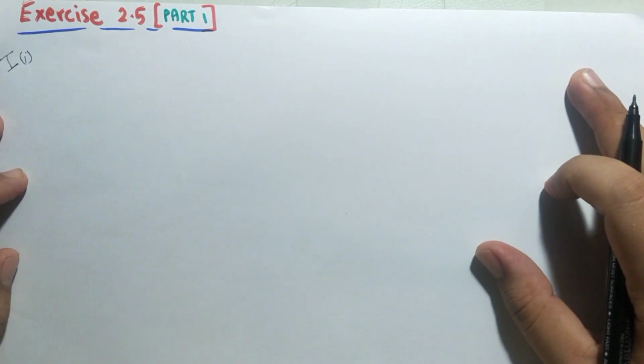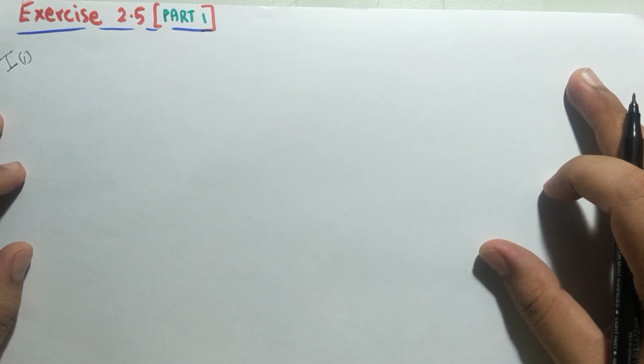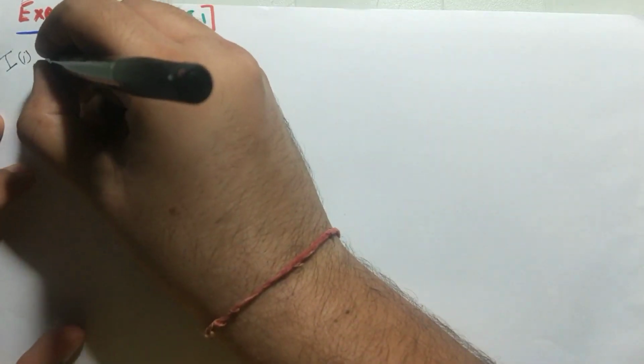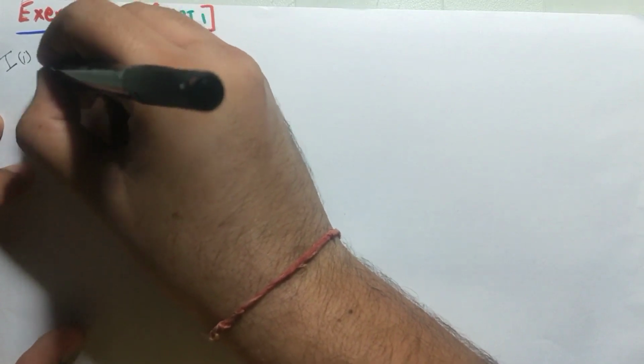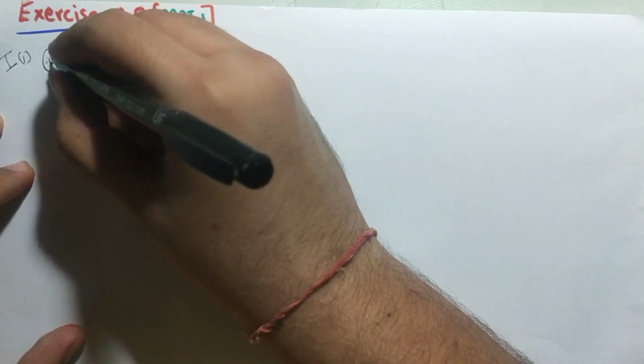The first question is, use suitable identities to find the following products. There are 5 questions in this. Out of those 5 questions, I'll be doing only 3. The rest you can do by yourself. The first is x plus 4 multiplied by x plus 10.